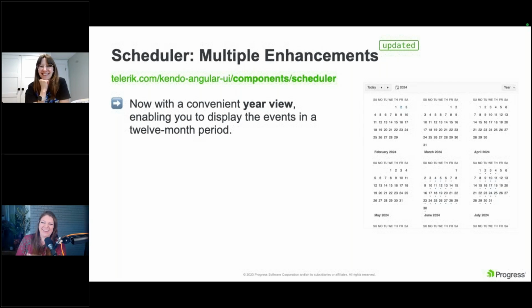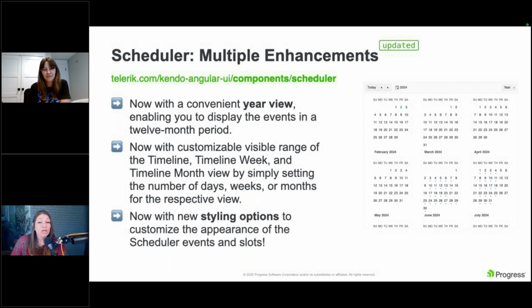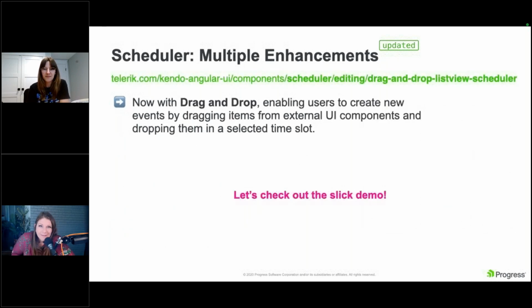Thank you. So now with a convenient year view, enabling you to display the events in a 12-month period. Also now with customizable visible range of timeline, timeline week, and timeline month view. Simply set the number of days, weeks, or months for each respective view that you would like. Now with new styling options, so even more easy little APIs to access the appearance of the schedulers, events, and slots. And drum roll, please.